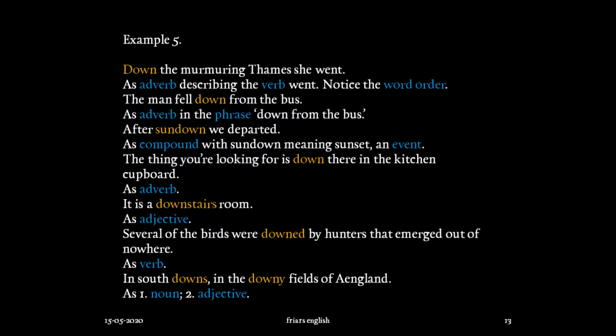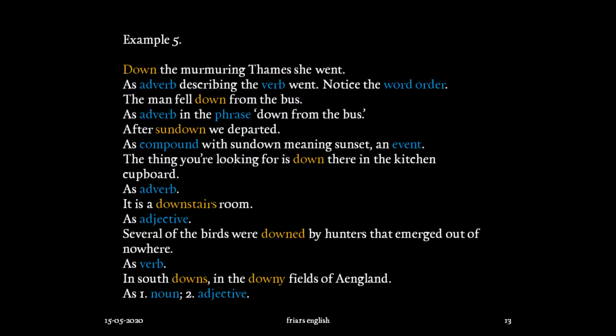Several of the birds were downed by hunters that emerged out of nowhere. Now, you have a subject, you have a predicate. Downed, therefore, must be a verb. You also have a participle here, -ed, but we'll talk about it later. Down is acting in the capacity of a verb here in the sentence.